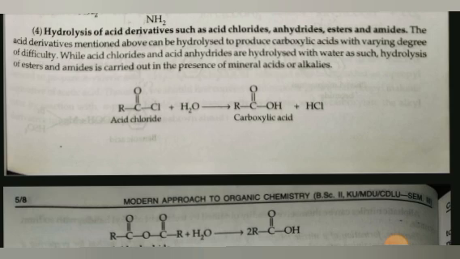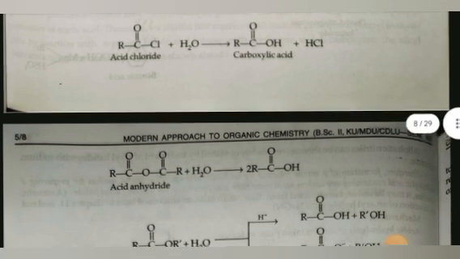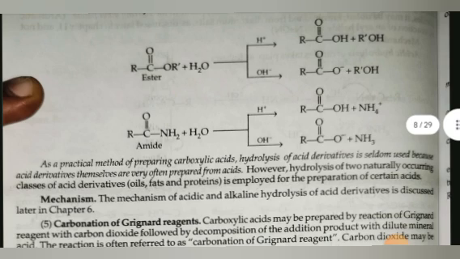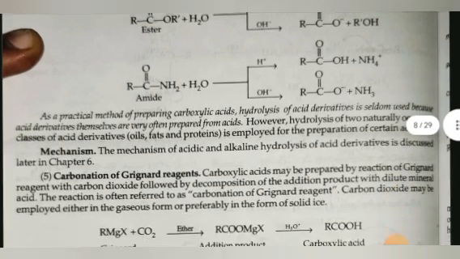Acid chloride plus H2O gives rise to carboxylic acid plus HCl. Acid anhydride plus H2O gives rise to two molecules of carboxylic acid. Ester plus H2O in the presence of H+ gives rise to carboxylic acid plus R-OH, and in the presence of OH- gives rise to carboxylate ion plus R'-OH. Amide plus H2O in the presence of H+ gives rise to carboxylic acid plus NH4+, and in the presence of OH- gives rise to RC(=O)O- plus NH3.